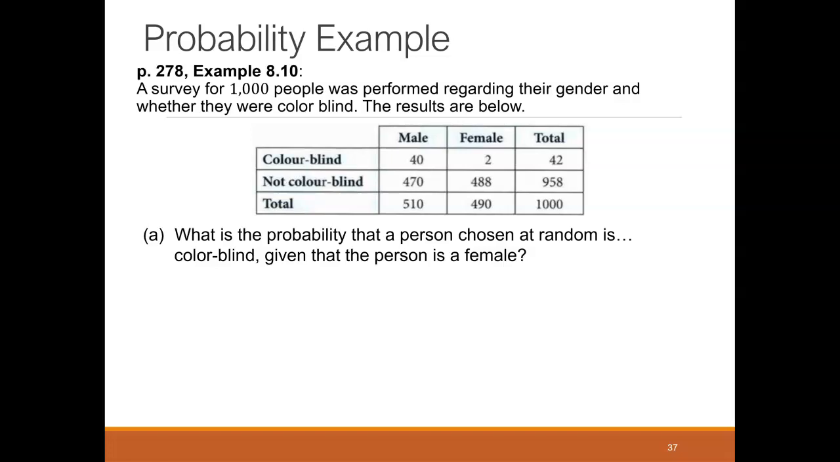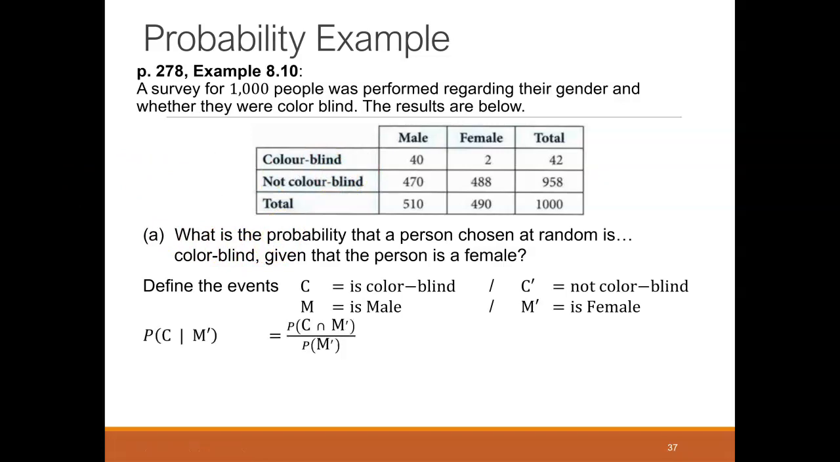So if I look at the table, what is the number of people that are colorblind and female? 2. And then I should divide that by the probability of the given. So how many people are female? 490. So this should be that. So 2 out of 490.